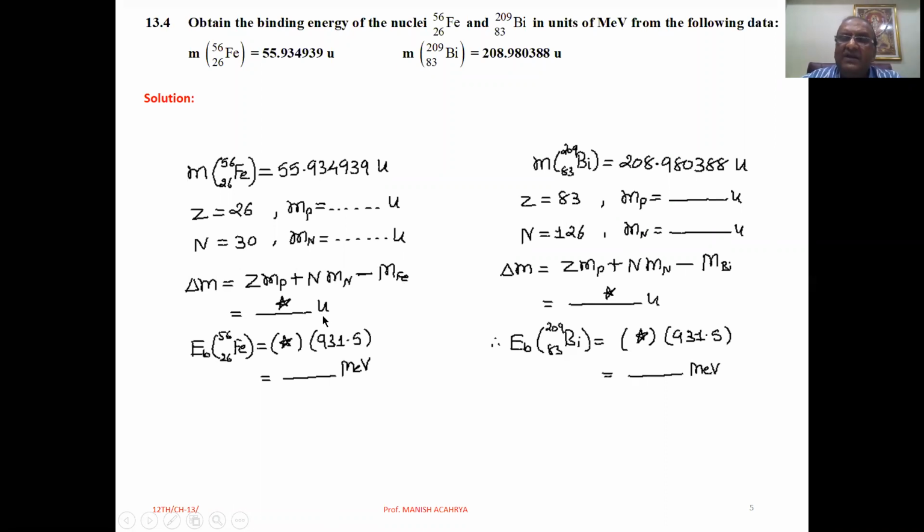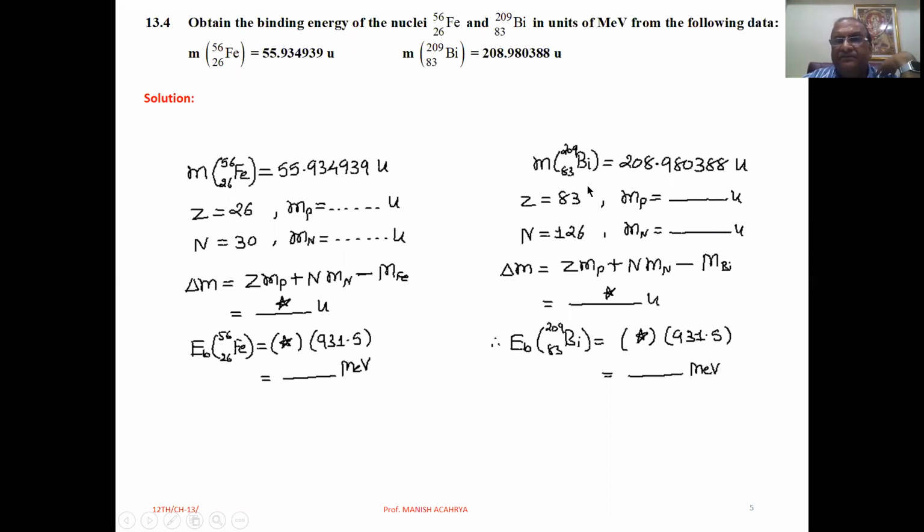Then after, multiply it by 931.5, you will get the binding energy of Fe in MeV. Suppose in this one they ask you to calculate the binding energy per nucleon, then divide this answer by the total number of nucleons, 56, and you will get the binding energy per nucleon.